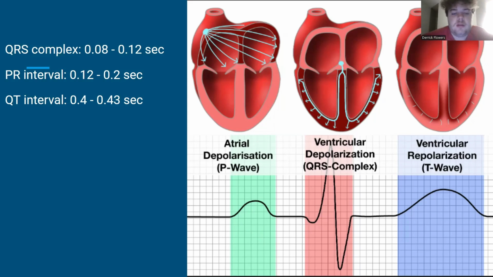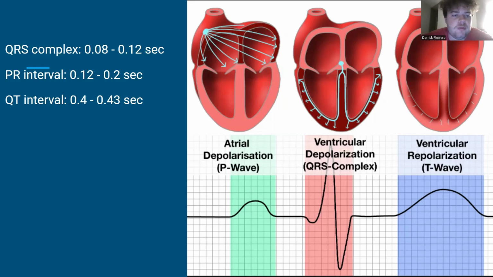Now, your normal PR interval is 0.12 to 0.2 seconds. Each little box here is 0.04 seconds. 5 of these boxes, which makes a big square, equals 0.2 seconds.